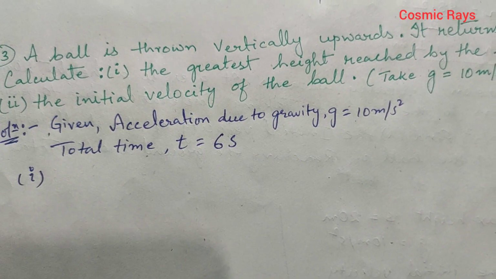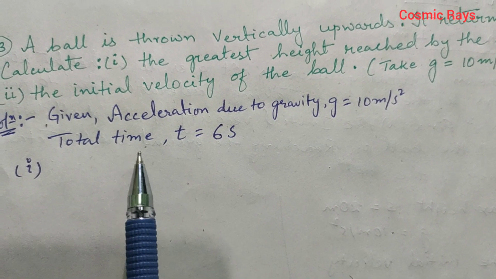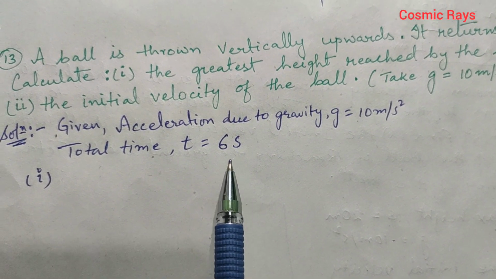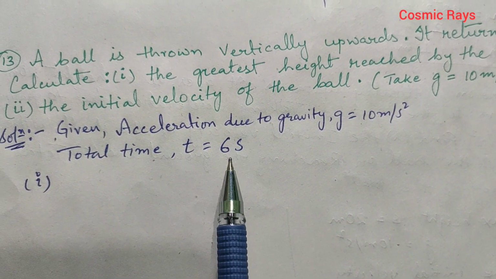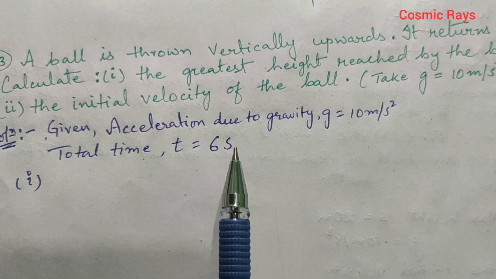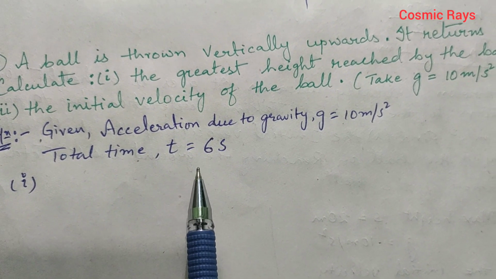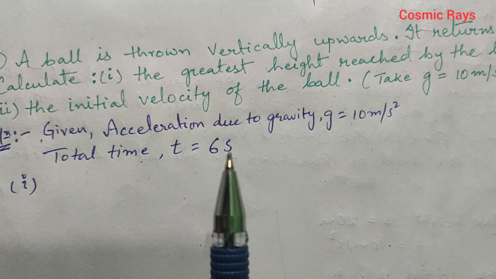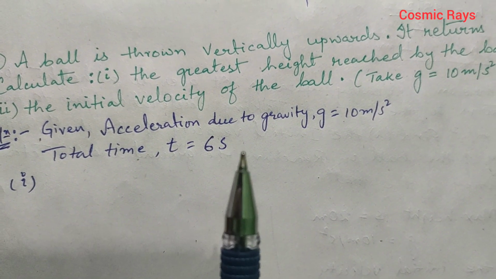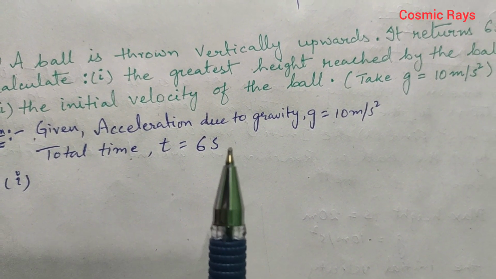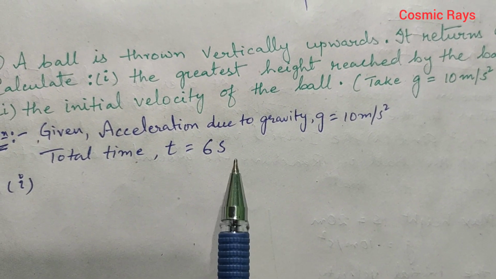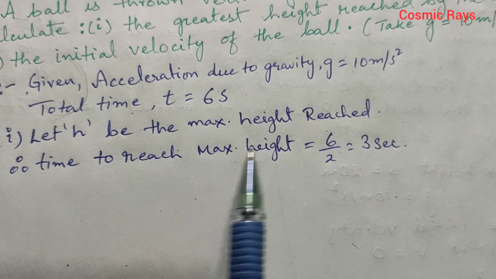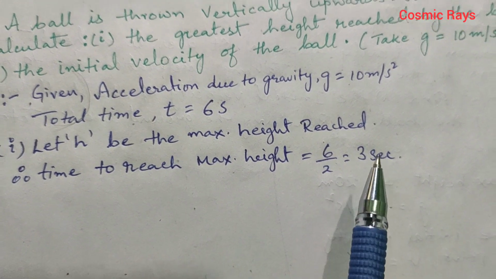After writing the given things, we have to understand that the total time taken is 6 seconds. The scenario is a ball is thrown vertically upwards and it returns in 6 seconds. So that means the time will be divided by 2. The first half is the time taken by the ball to go up and reach the maximum height, and the second half of the time is taken by the ball to reach back from the highest point to the ground. So let h be the maximum height reached. Time taken to reach the maximum height will be 6 by 2, that is 3 seconds.